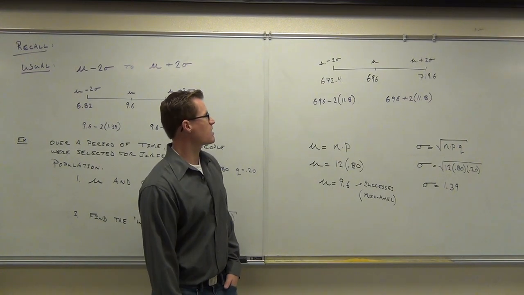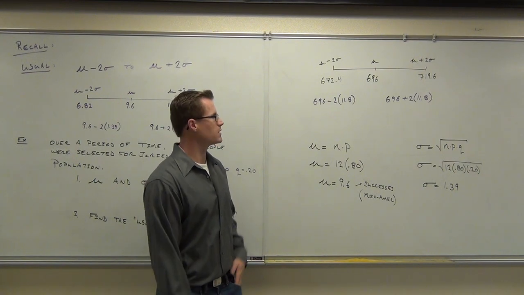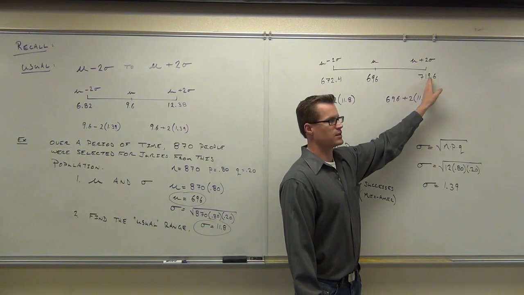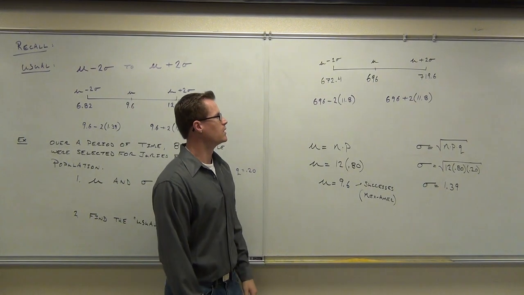How about 670? Is that usual? No, but it could happen. Okay, it's lower than 672. That would be unusual. Higher than 720 or above would be unusual. Below this would be unusual.